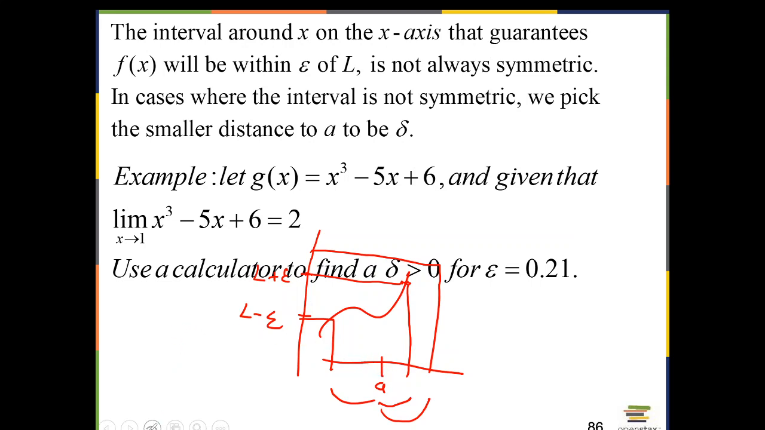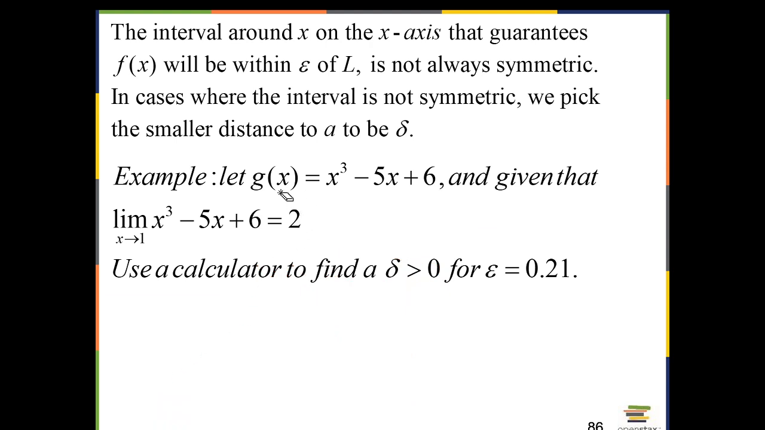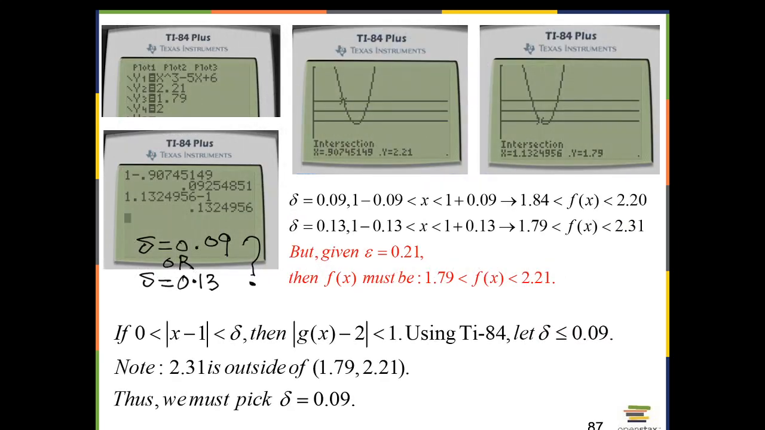Okay, so we have an example here. Let g of x be this, and given that the limit is 2 when x approaches 1, use a calculator to find the delta for epsilon equals 0.21. So we want epsilon to be 0.21, and the limit is 2, and the a that x approaches is 1, right? So how do we do this?